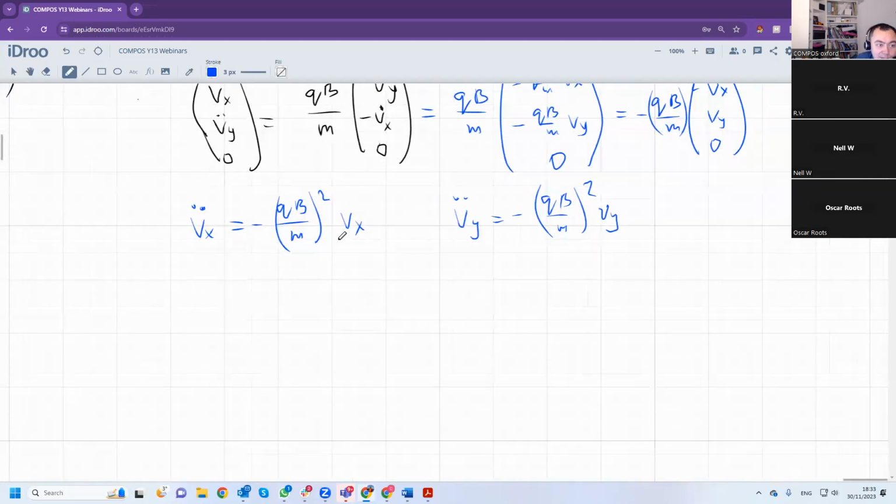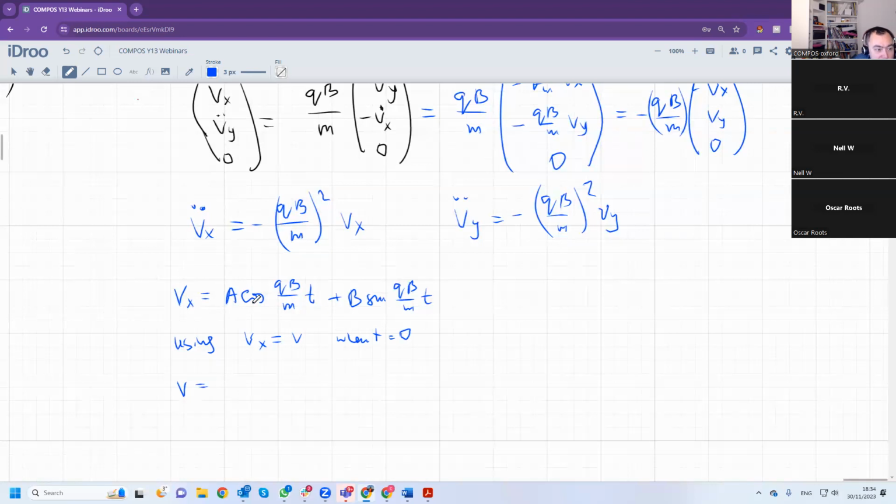And the solution of this differential equation, we already know that Vx is equal to A cos(QB over M t) plus B sin(QB over M t). Now using that Vx is equal to V when t is equal to zero, we substitute, so V equals A plus zero, so A equals V.